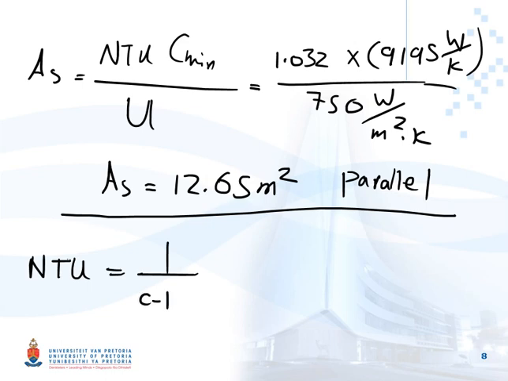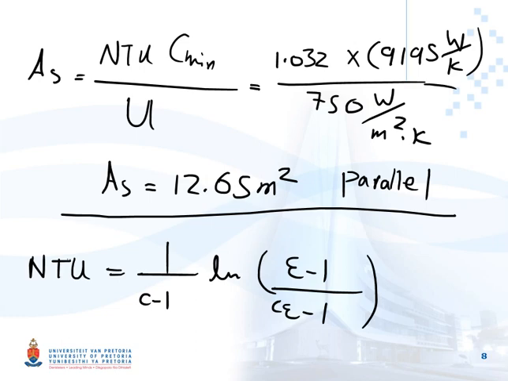C here is the capacity ratio, ln of (epsilon minus 1) over (C epsilon minus 1). Okay, so a little bit more complicated than the correlation that we use for parallel flow.